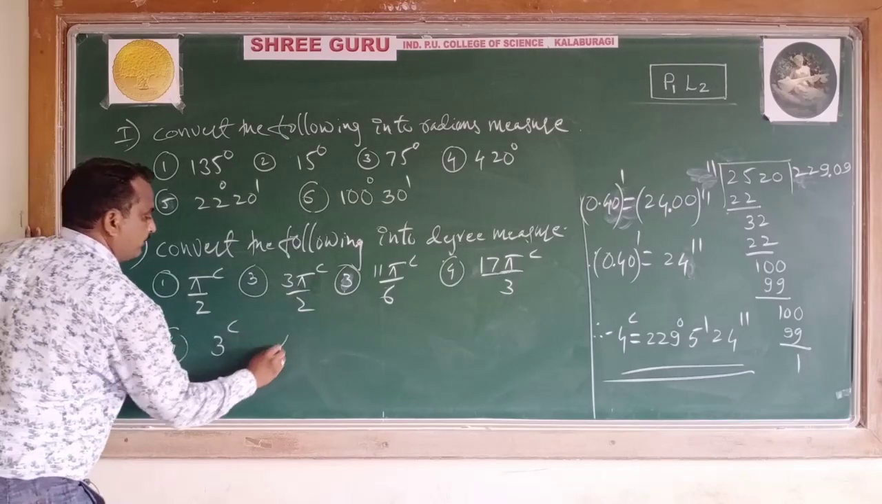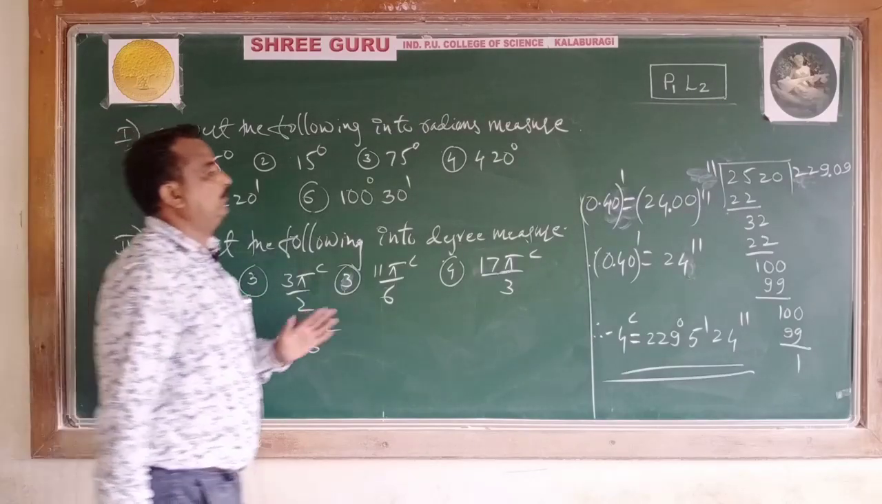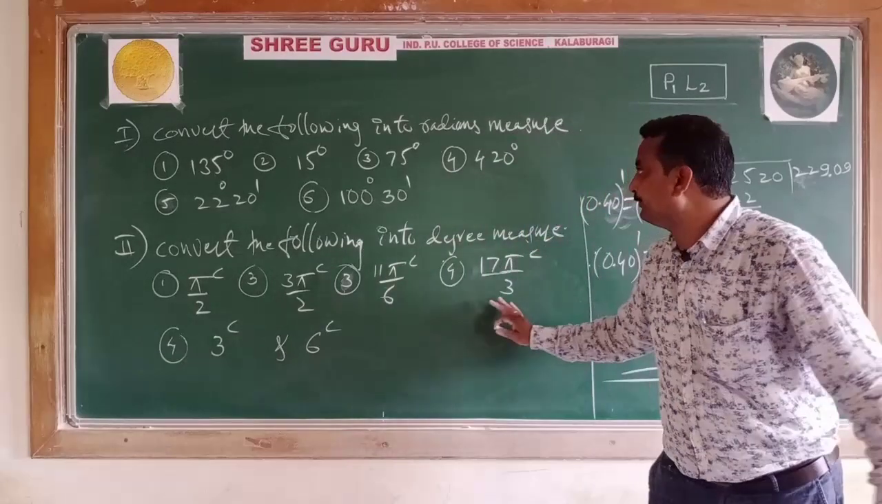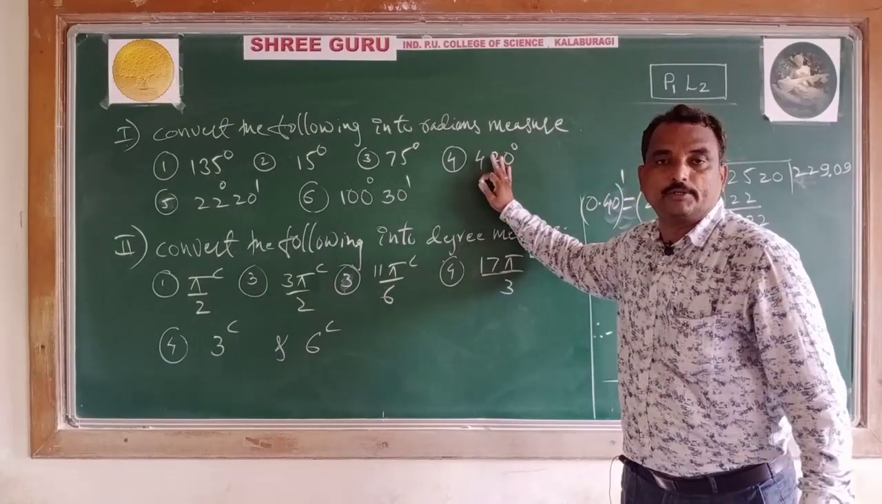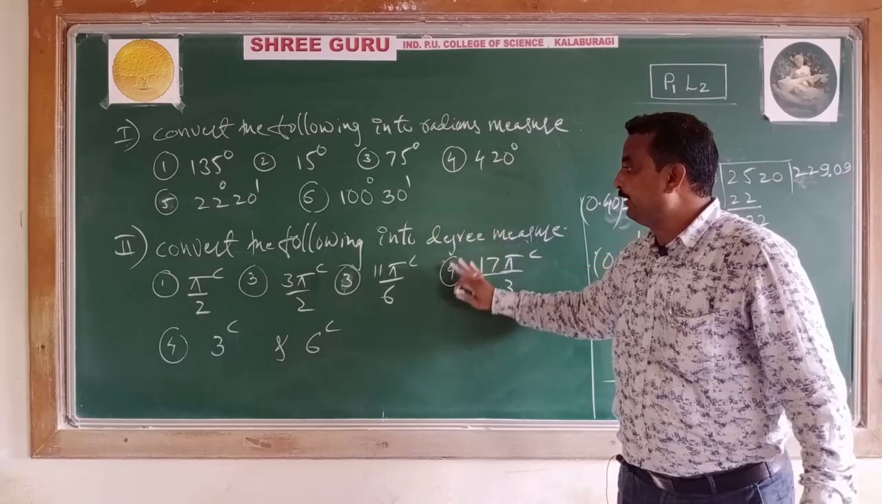3 radian and 6 radian. Convert these examples: these 6 in terms of degree measure and these 6 in terms of radian measure. Dear students, try to calculate these homeworks.